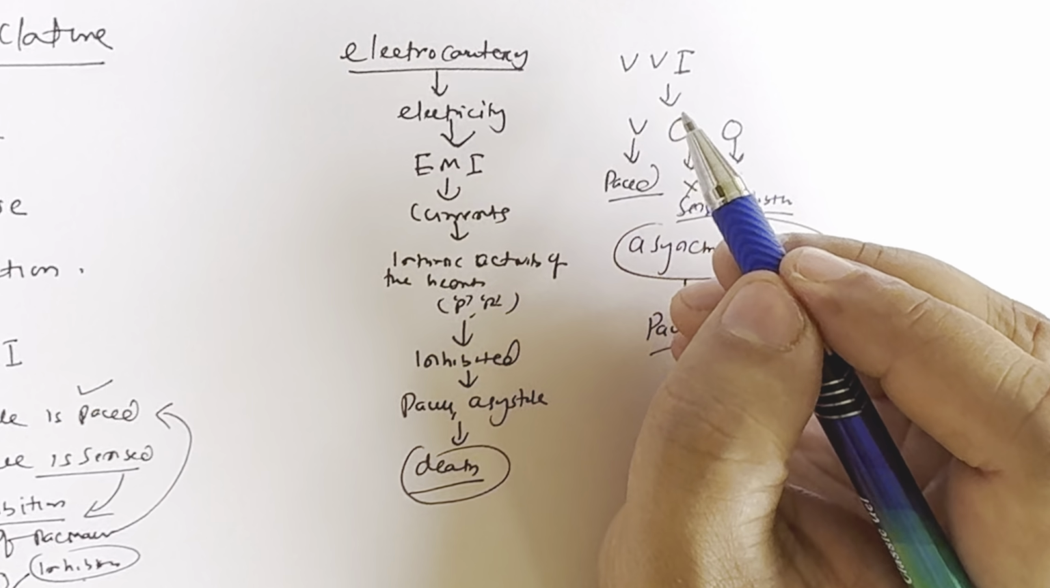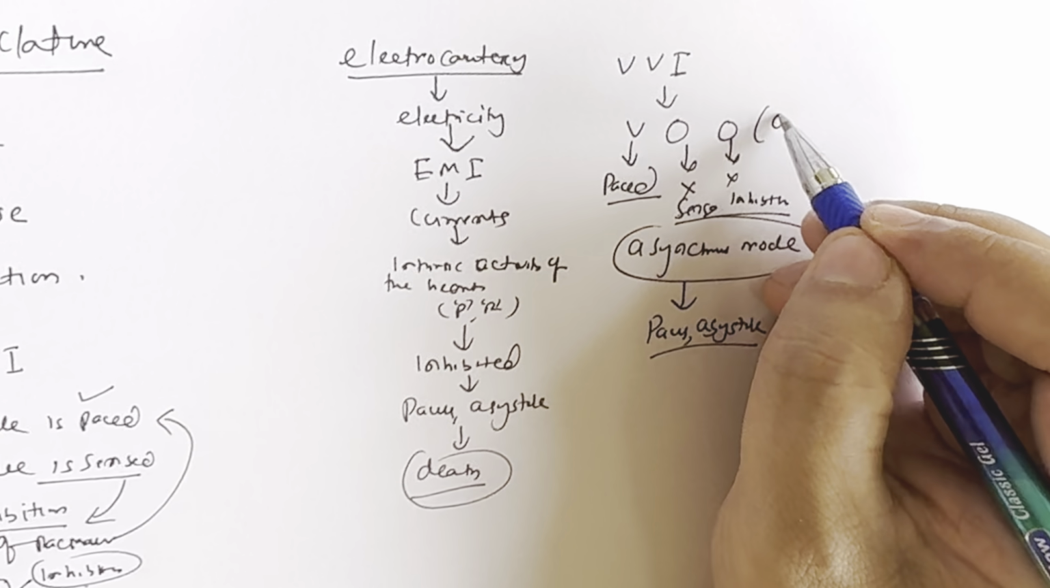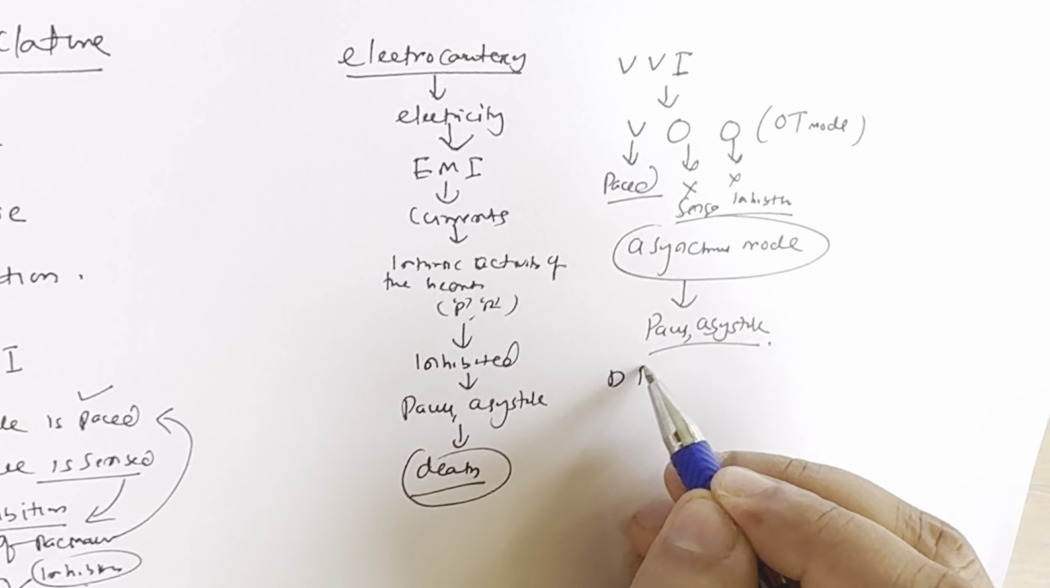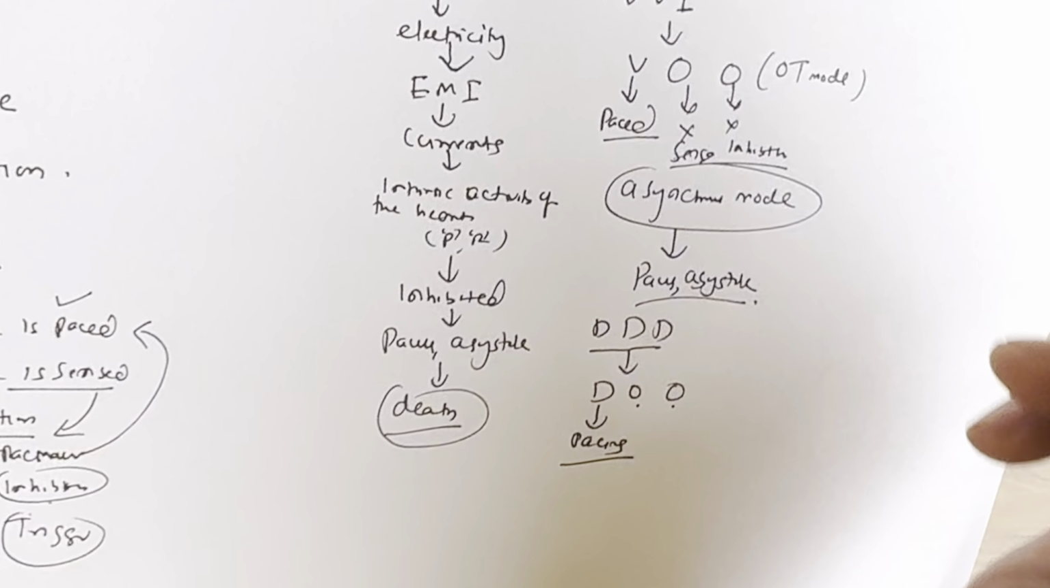It's called OT mode. Or if the patient is in DDD, change it to DOO. No sense, no inhibition, only pacing. Right? So this is the reason why, before the patient goes to OT, you have to ensure that the pacemaker mode has been changed to VOO or DOO, right?